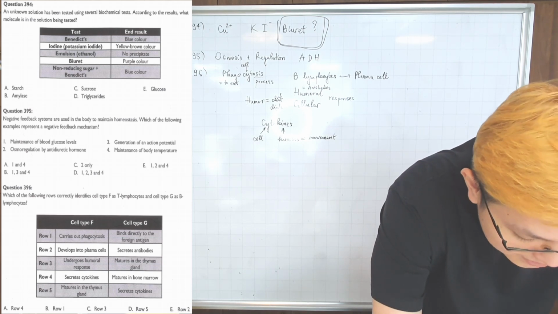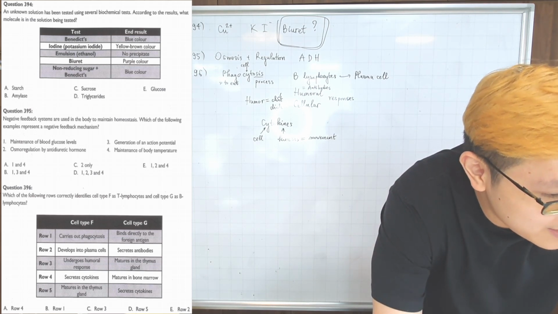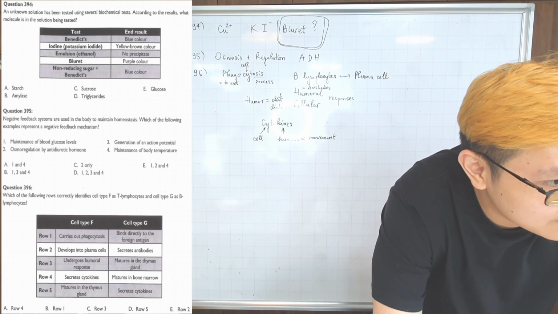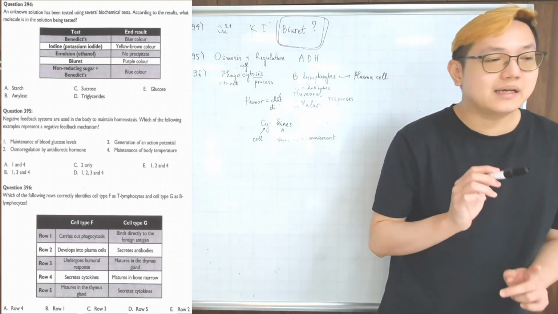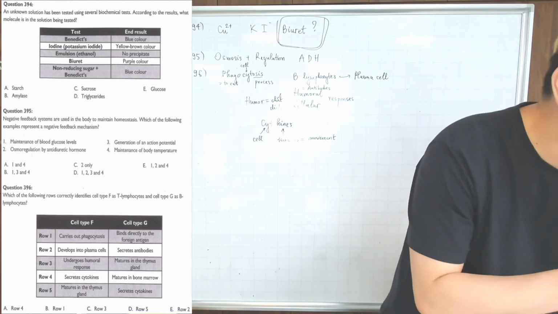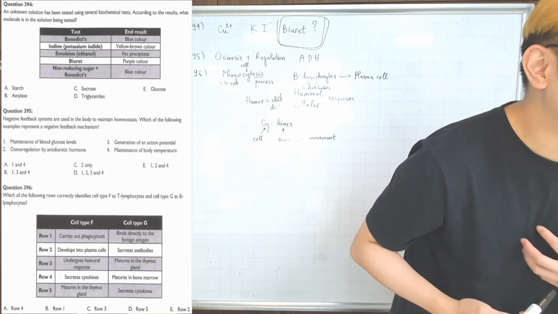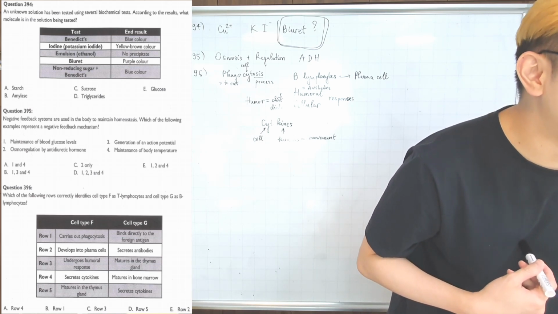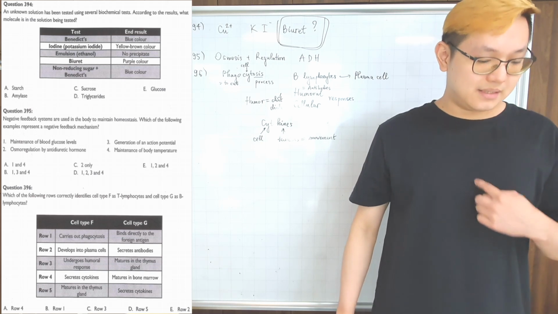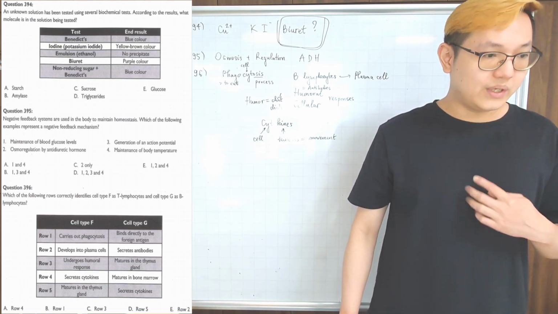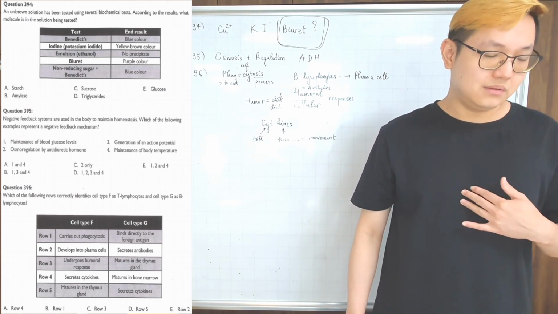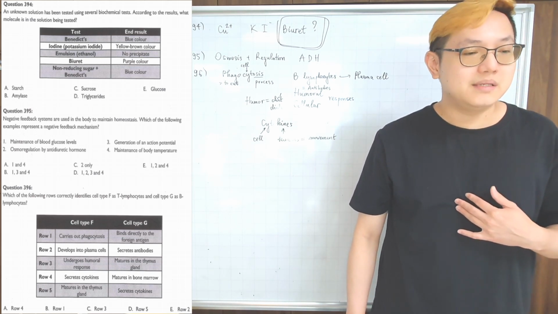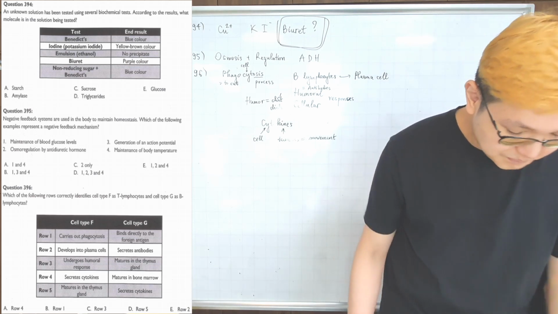Okay, does B cell mature in the bone marrow? Exactly. The word B comes from bone marrow, and the word T comes from where? What is it called? Thymus. The thymus. T cells mature in the thymus and B cells mature in the bone marrow. Okay.